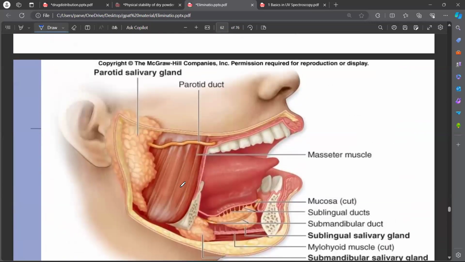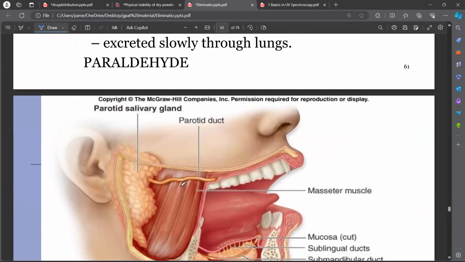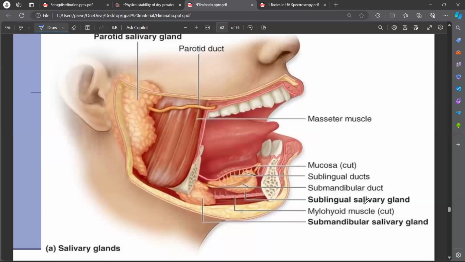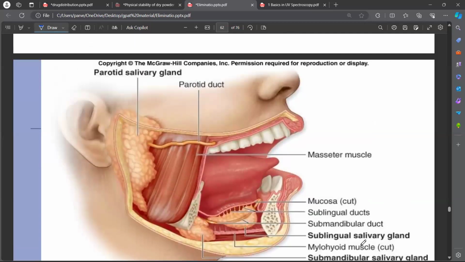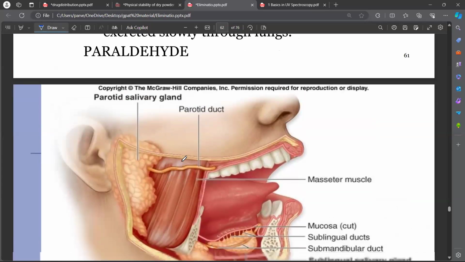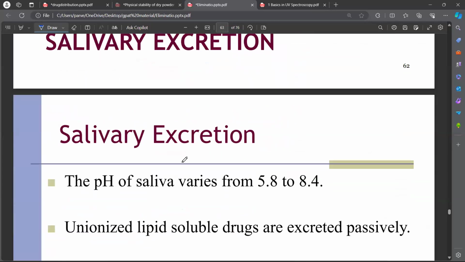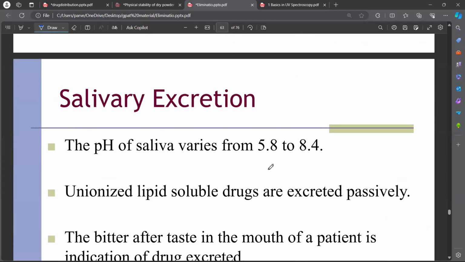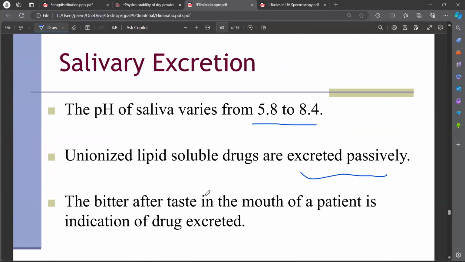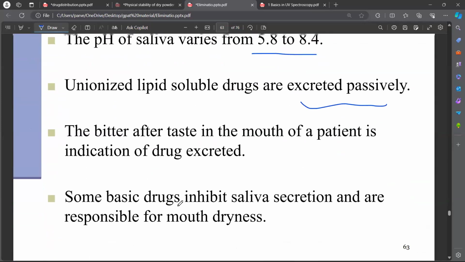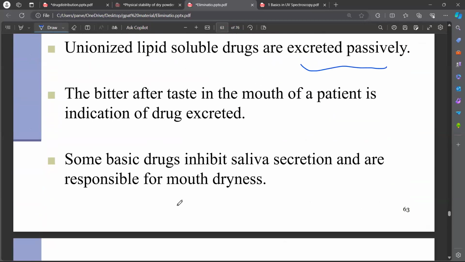Next is salivary glands. We know that there are different types of salivary ducts present in our mouth, which include the sublingual, submandibular, parotid duct, etc. Salivary excretion: the pH of the saliva varies from 5.8 to 8.4. Mainly the unionized lipid soluble drugs are excreted passively through the saliva, and whenever a drug is excreted through the saliva, a bitter taste is experienced by the patient.